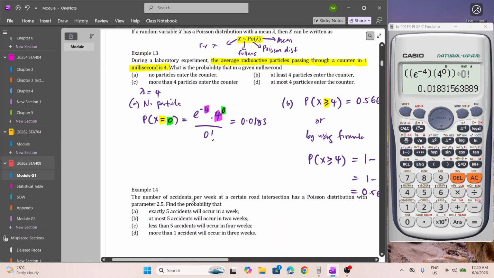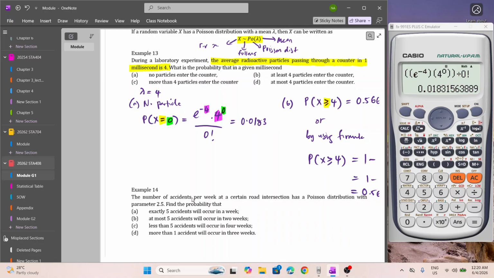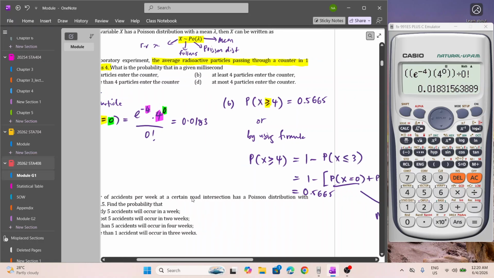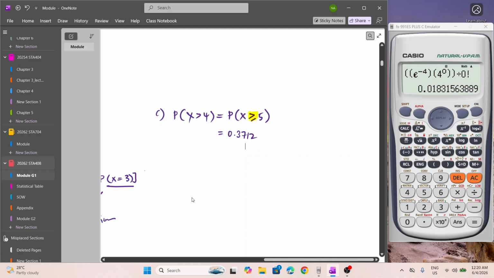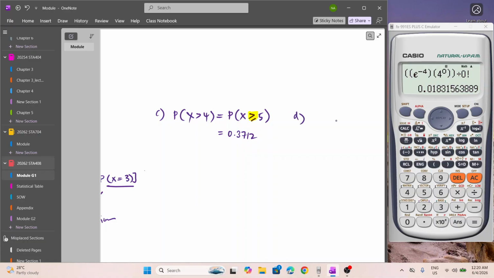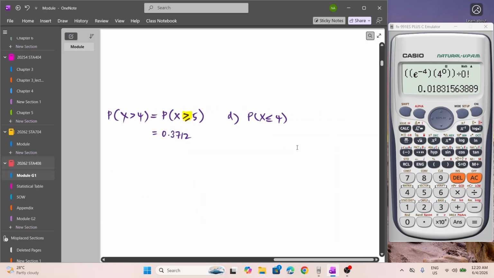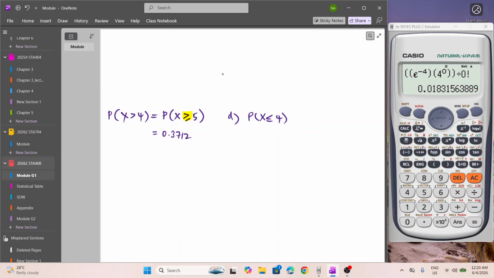And for the last question, at most 4 particles means 4 and below, right? At most 4 particles. So for D, you want to find the probability of X less than or equal to 4. Remember we have discussed this previously.